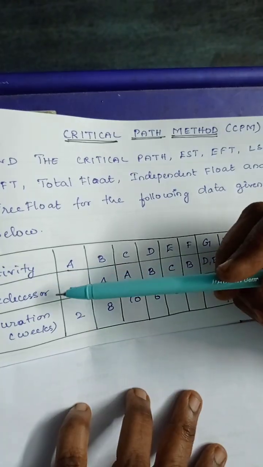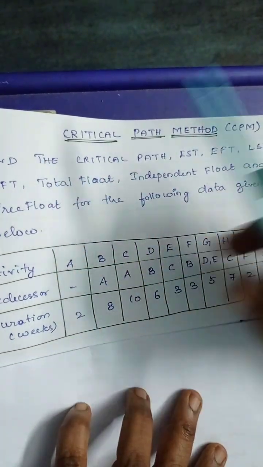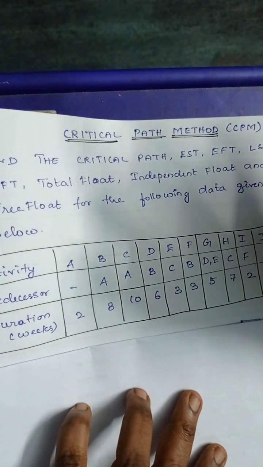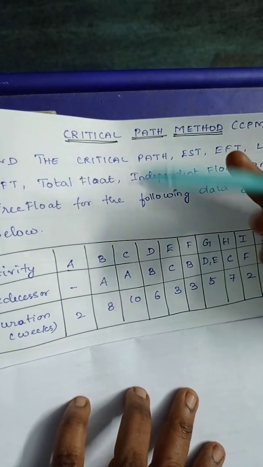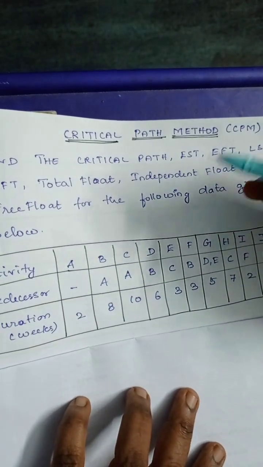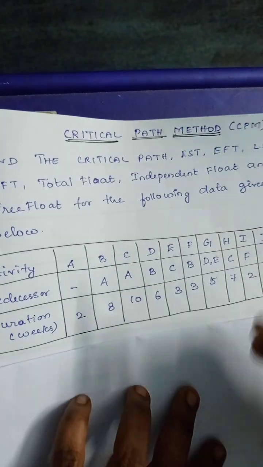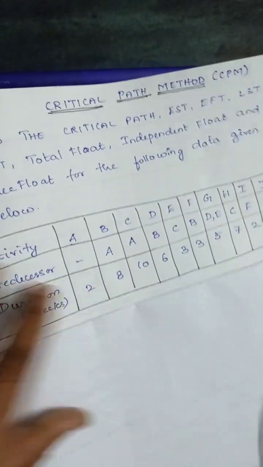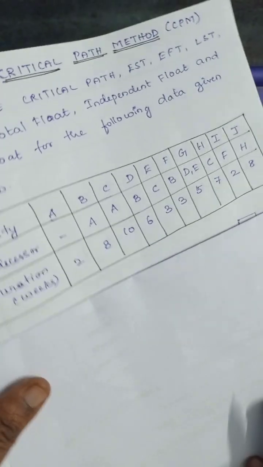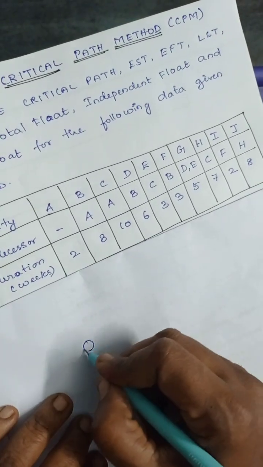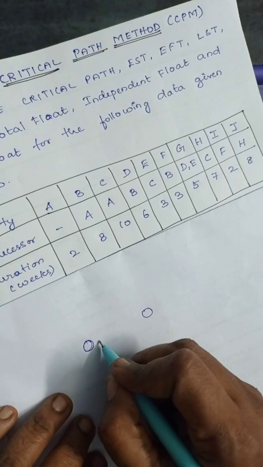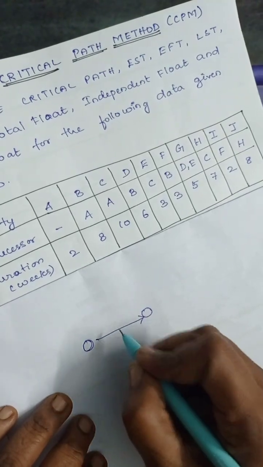So the activity, predecessor activity and the duration are given in the table. As a first step for this project, we have to construct the network diagram using activities and events. To construct the network diagram, as you know, these two are said to be the events and this is said to be the activity.